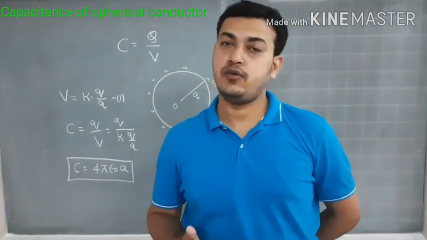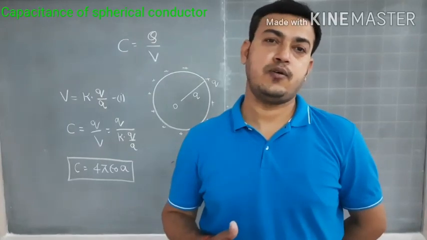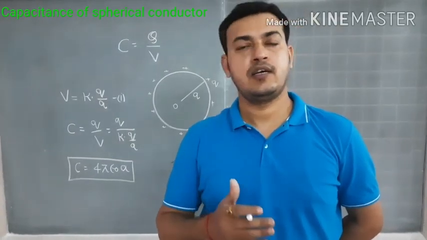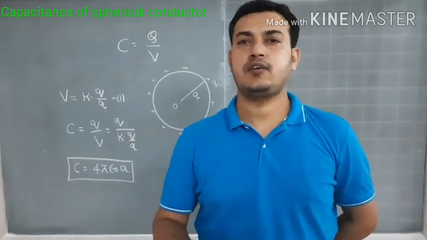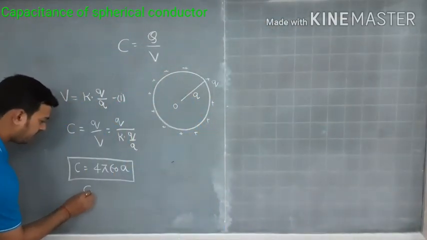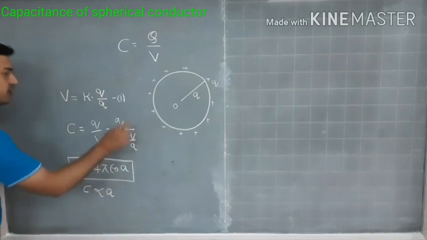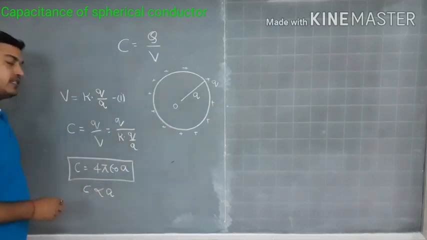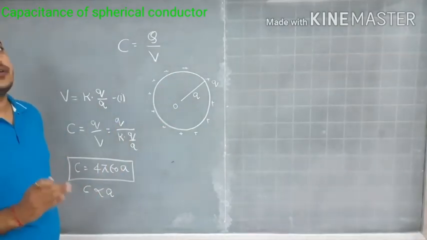And this was told in the previous lecture also, that capacitance of a body is independent of the charge on it. So we can clearly say that if I increase the radius of this shell, the capacitance is going to increase.